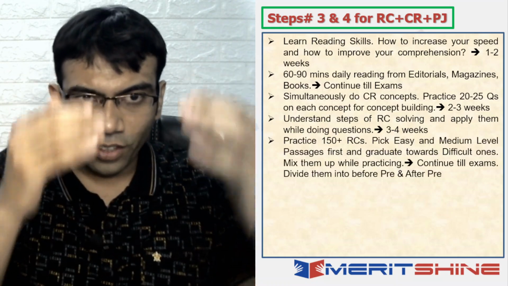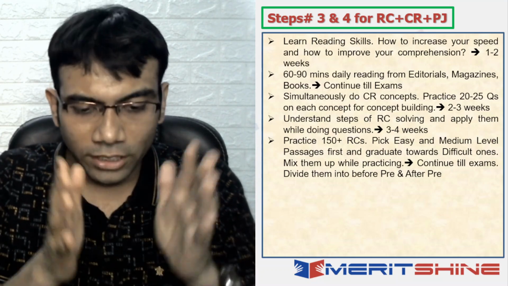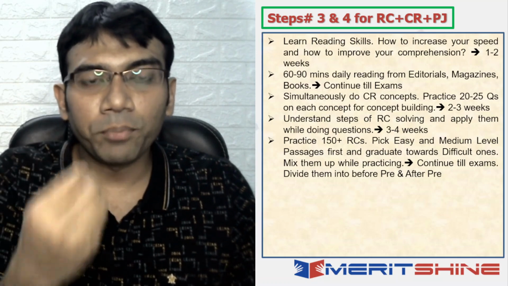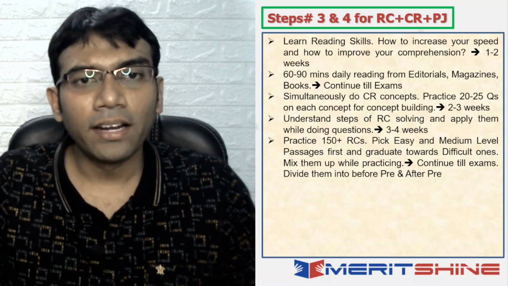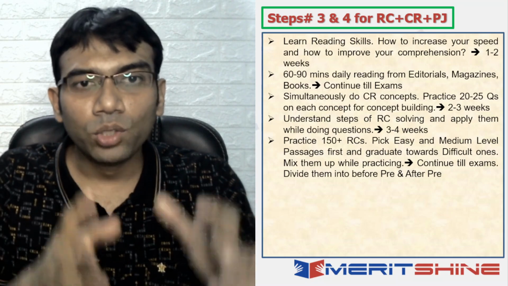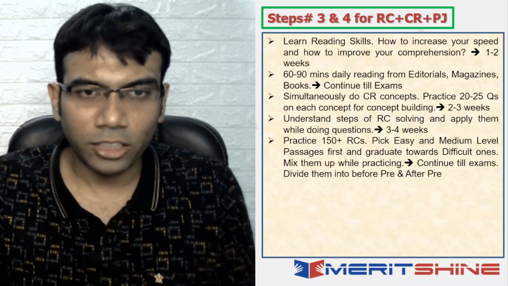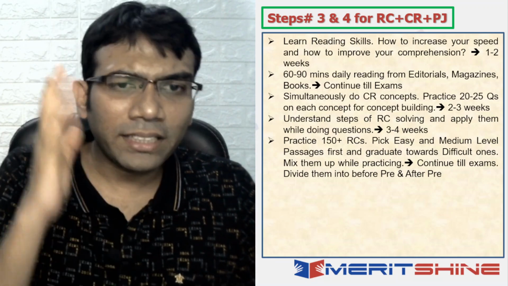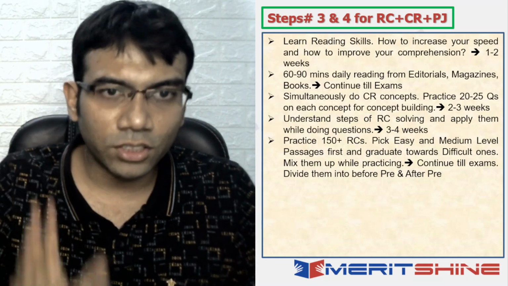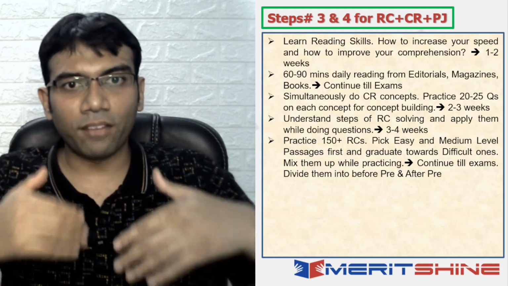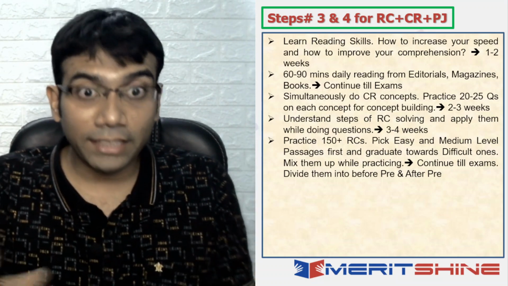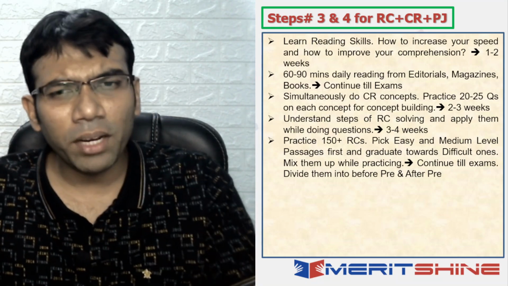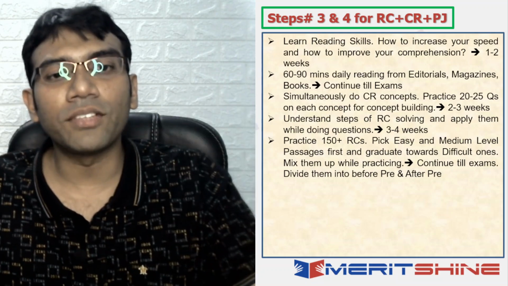The first 4 sub-steps would ensure that you have built up your concepts and your skills to an extent where beyond that you would only need extensive practice, both for RC and critical reasoning, nothing else. So practice 150 plus RCs. After you have understood the steps of RC solving and applied them while doing questions, practice 150 plus RCs. Pick easy and medium level passages first and then graduate towards difficult level passages.